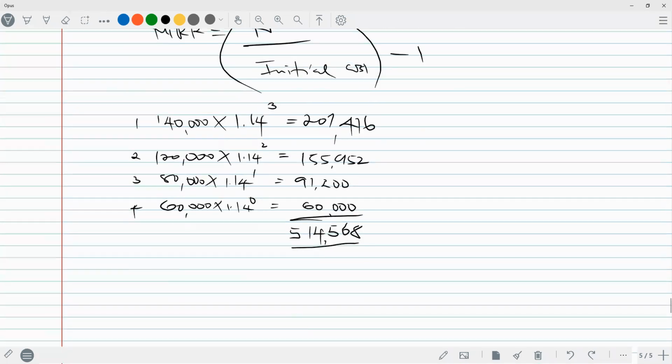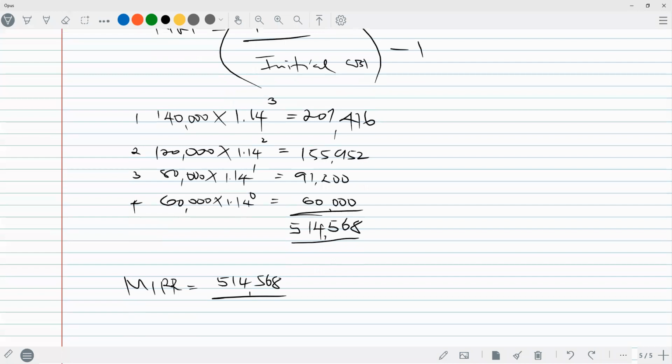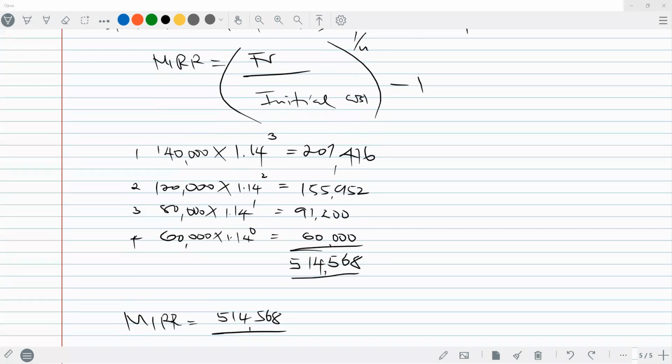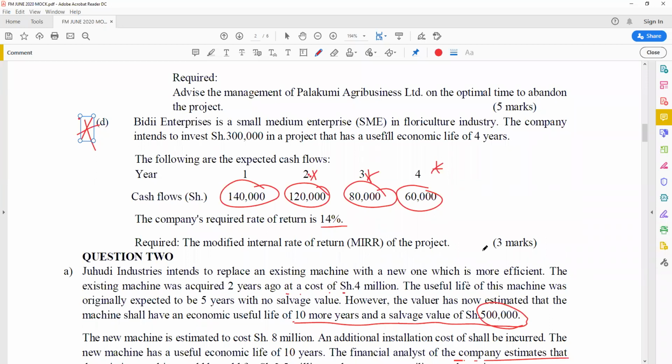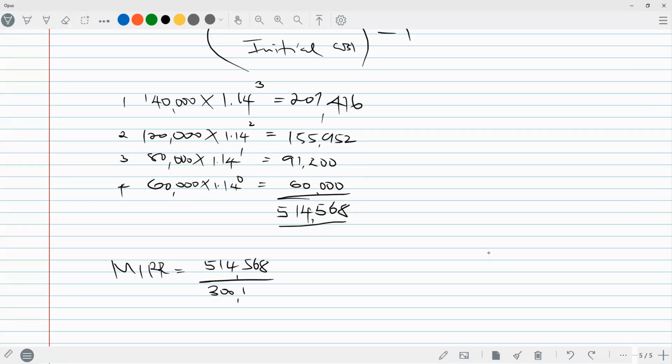Now we can apply the MIRR formula, the modified rate to which the initial cost must grow to be equal to the future value of the cash flows of the project. The future value we have obtained is 514,568. We divide by the initial cost. What's the initial cost? I can't remember. Let me check it out. The initial cost for this investment is 300,000. So 514,568 divided by 300,000. Number of years is 4 years. The power of a quarter, minus 1, and we express it as a percent. And we get how much to be the MIRR?